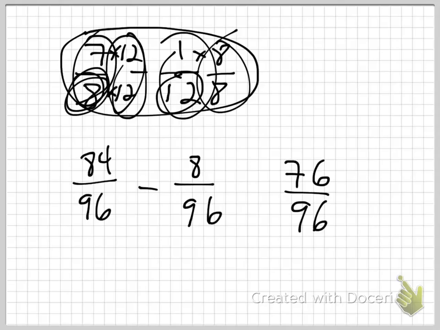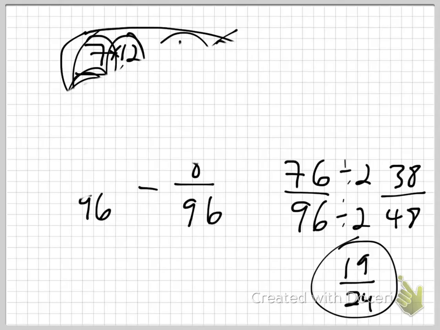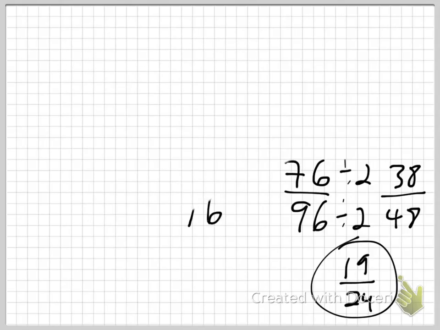The problem is now I have to reduce this. Do you agree with that? Divide it by 2, divide it by 2, is 38 over 48. Am I done? No. 19 over 24. Now I'm done. It took more time at the end for me to find the proper reduction of it, right? The other thing I could have done, let me give it again. It was 7/8 minus 1/12, right?